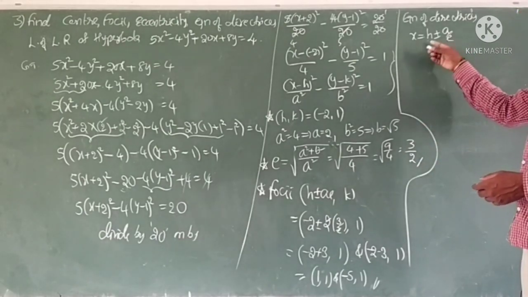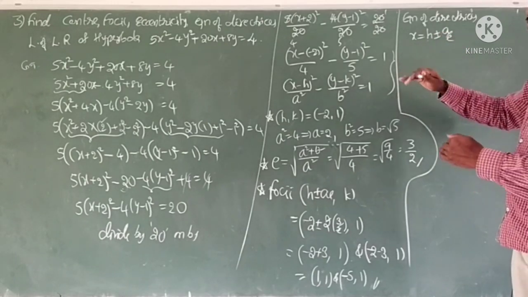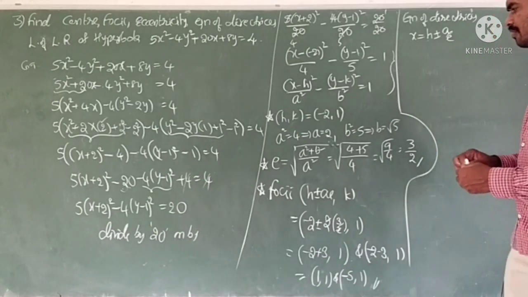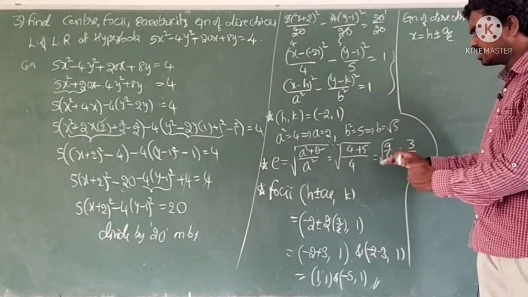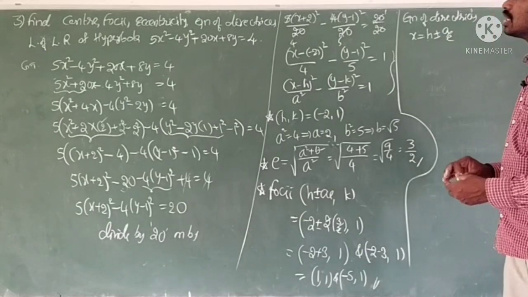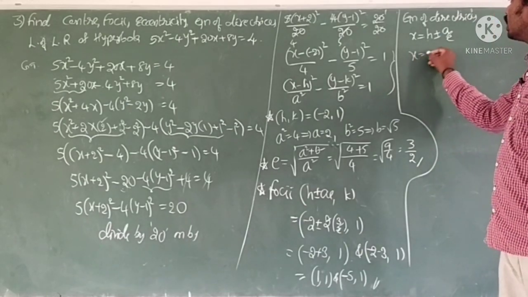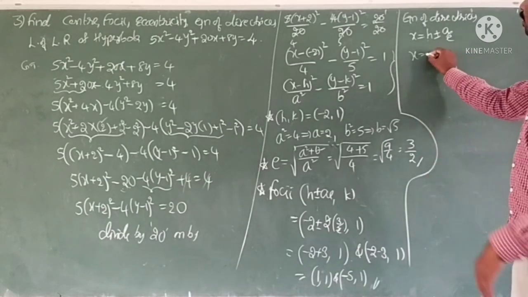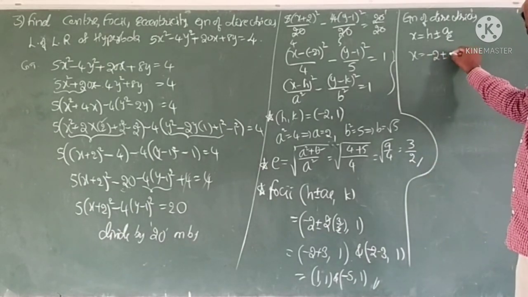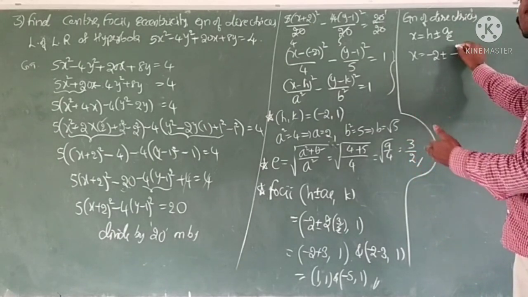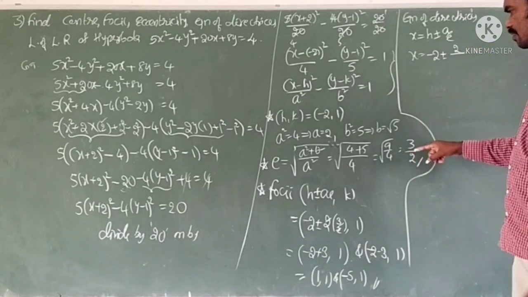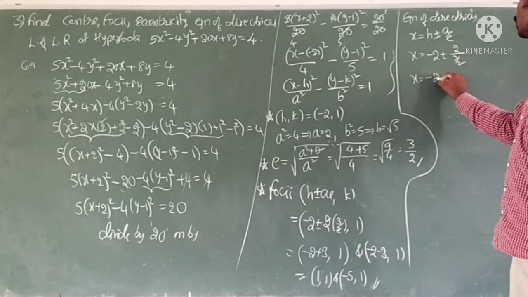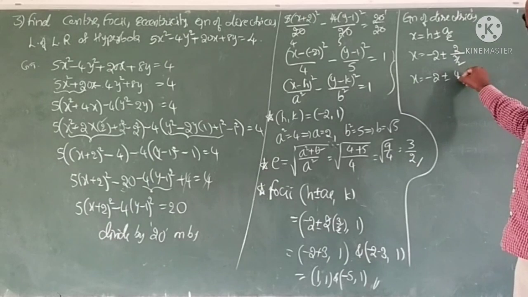The concepts are very simple if you know the formulas. If you know the formula, we can write it, simplify and get the answer. So the equation of directrices is x equals h plus or minus a by e. h means minus 2, a means 2, e means 3 by 2. So x is equal to minus 2 plus or minus 2, which goes to the numerator, 4 by 3.